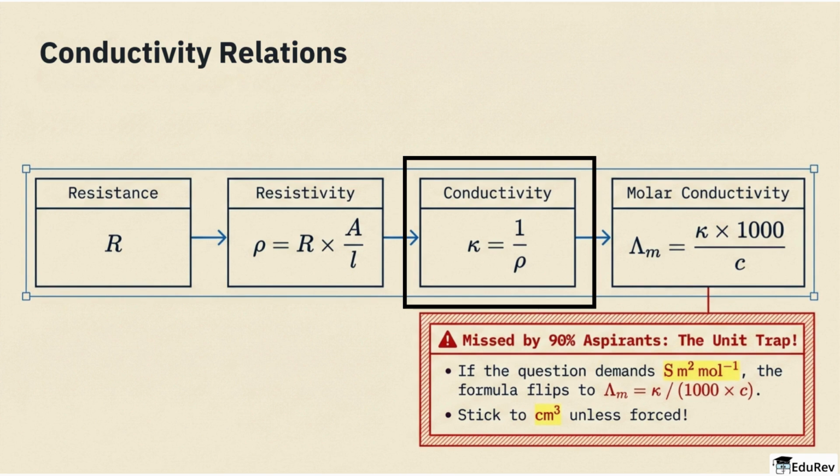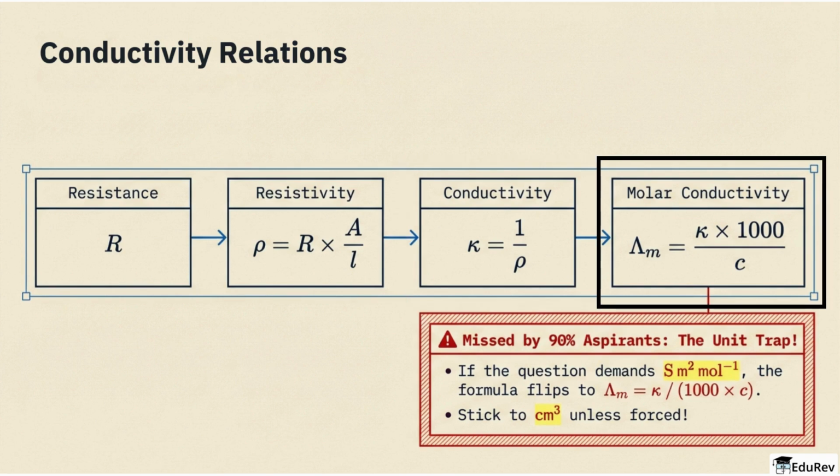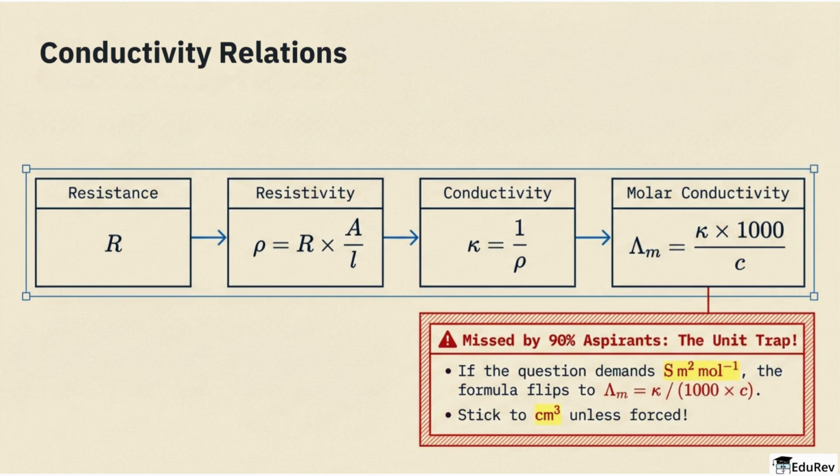Start with the basic conductivity chain. Resistance leads to resistivity, resistivity leads to conductivity, and conductivity leads to molar conductivity. The slide writes it as a sequence of relations. R leads to rho, which equals R times A over L. Rho leads to kappa, which equals 1 over rho. And kappa leads to lambda Em, which equals kappa times 1000 divided by C.